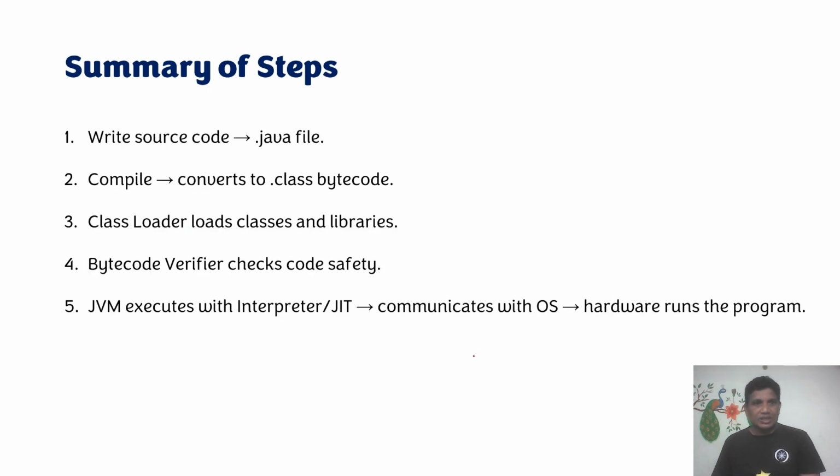The summary: step 1, write the Java source code. Step 2, compile the Java source code. It will convert the Java source code to a .class file, which is represented as bytecode. In step 3, the class loader loads classes and libraries required for running the Java application. In step 4, the bytecode verifier checks code safety, whether the bytecode is safe for execution. In step 5, the JVM will execute the bytecode either by using the interpreter or the just-in-time compiler.